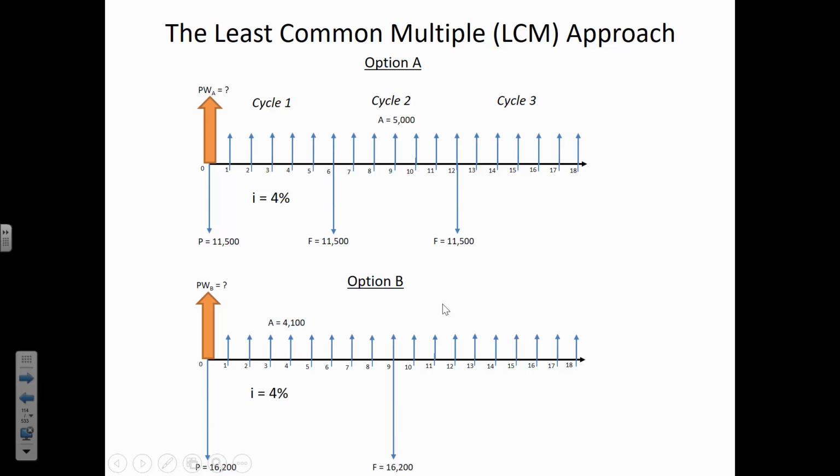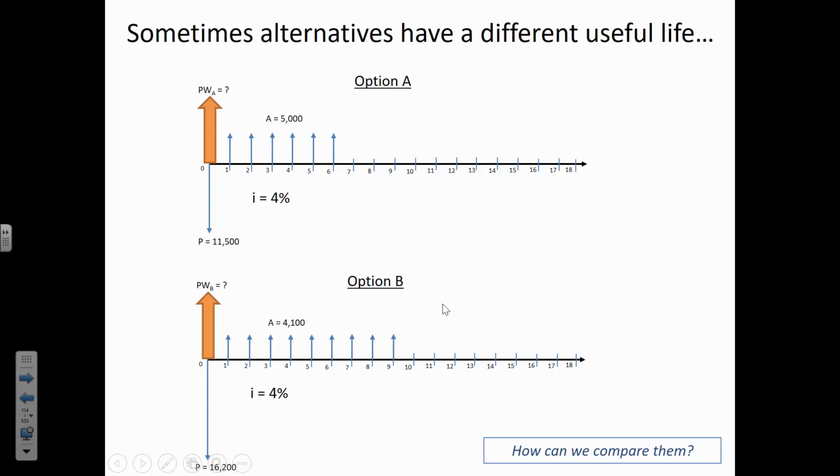I'm going to flip back and forth so you can see how the cycle's been repeated. So in option A, you buy it at time 0, then you have 6 years of operation. The first year ends in year 1. The second year ends in year 2. The third year ends in year 3, and so on and so forth.